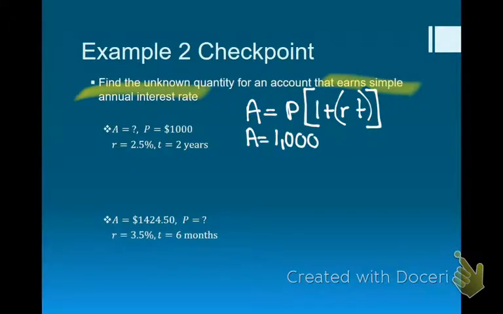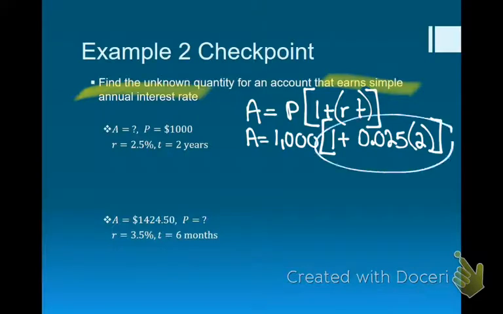What did we say that we have to do to our rate always before we can plug it in? Make it a decimal. Times 1 plus 0.025 times 2. Okay? And again, within this grouping, what do you have to do first? You have to multiply first, and then you add. You're going to get the problem wrong if you add and then multiply.